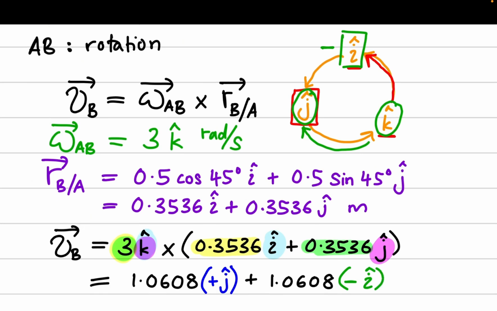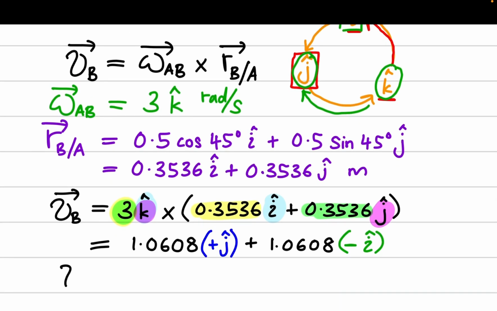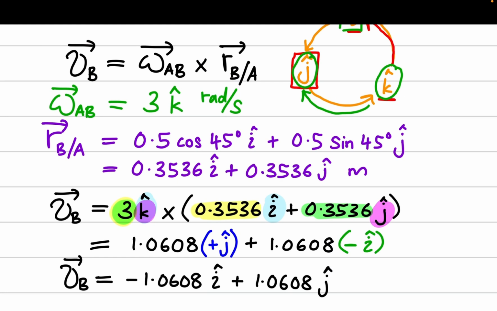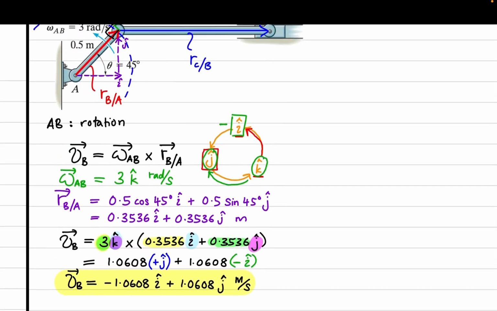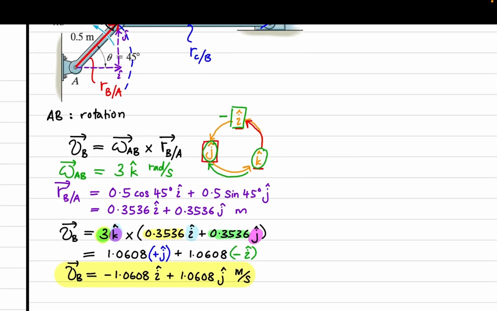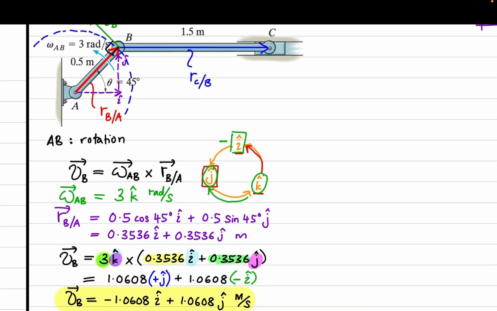So finally we can write down VB is equal to, you can write I first if you want, minus 1.0608 I, and then plus 1.0608 J. All right, the unit for velocity is meter per second. How do we check that this answer is correct? This is not what we want to find yet, but this is the first important value to proceed with the calculation. How do we check whether this is correct or not?